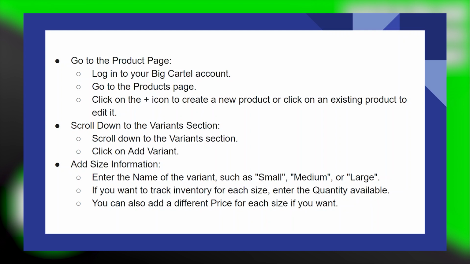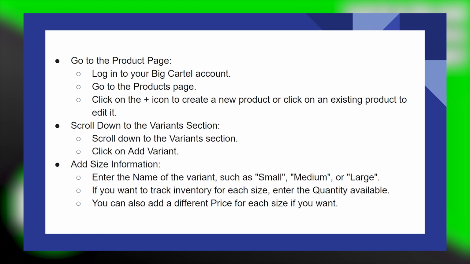Next, scroll down to the variant section. Here, click on Add Variant. After that, enter the name of the variant, such as small, medium, or large. If you want to track inventory for each size, enter the quantity available.